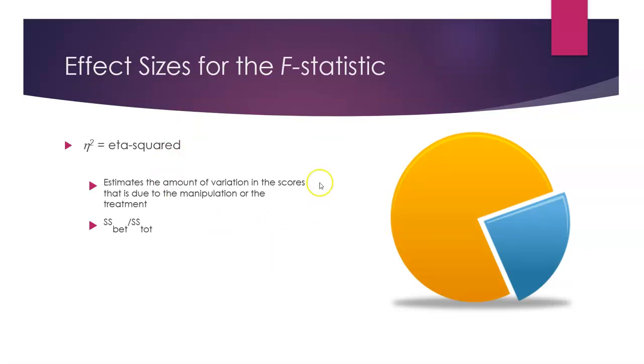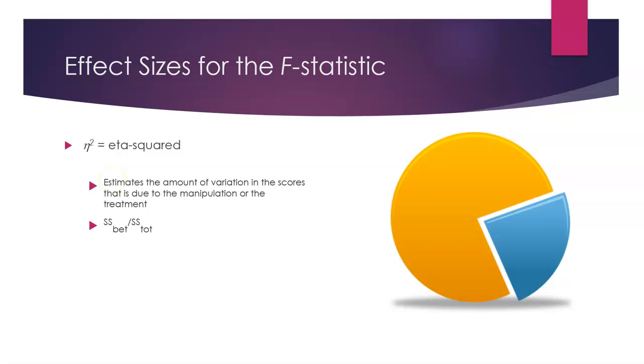The other thing that you need to know about are the effect sizes for the F statistics. So we've been talking about Cohen's d, which is expressing the magnitude of the difference between groups in standard deviation units. Our effect size for the F statistic is actually different. It's called eta squared, and this is how it is represented, the Greek letter eta squared. What eta squared does is estimates the amount of variation in the scores that is due to the manipulation or the treatment. Okay, so the amount of variation in the scores that's due to the manipulation of the treatment.